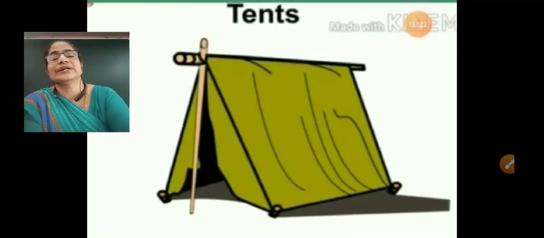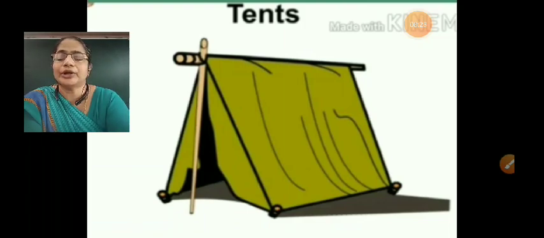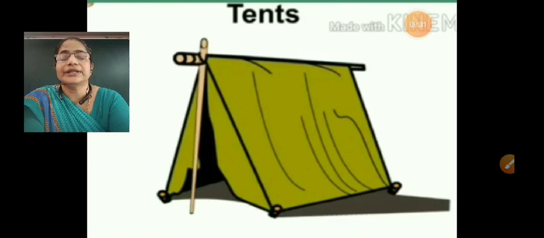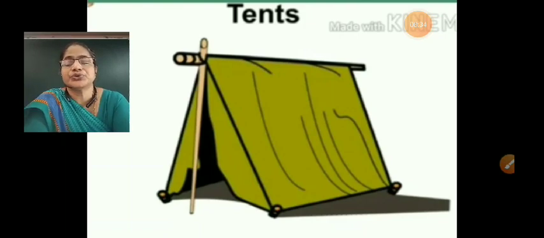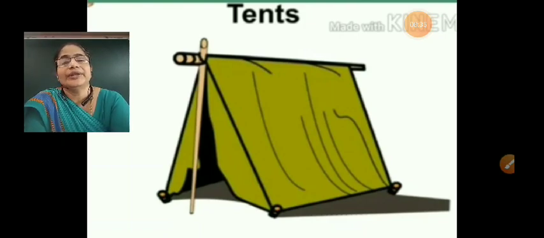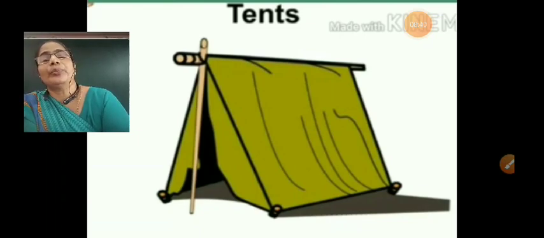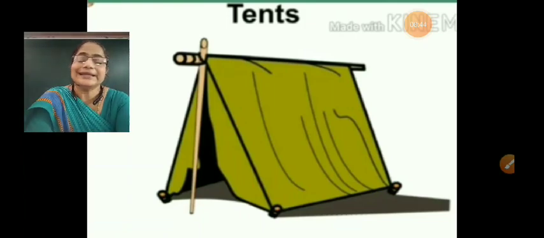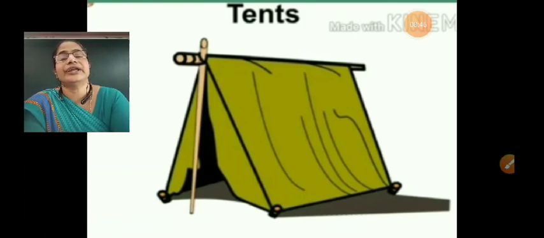Next one is tents. Tents are made of canvas or plastic. They are used when people camp in the open area. They can be folded and easily carried anywhere. That is why they are making tents in open areas only.